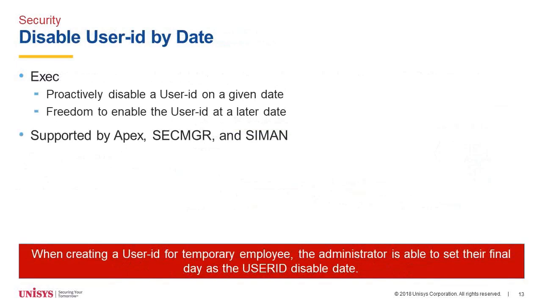Disable user ID by date is a new capability introduced by the Exec to allow an administrator to disable a given user ID on a given date proactively, with the freedom to re-enable that user ID at a later date if warranted. The ability to set the disabled date is supported by Apex, SecManager, as well as Simon. This feature should greatly simplify the way temporary access is handled on the OS 2200.